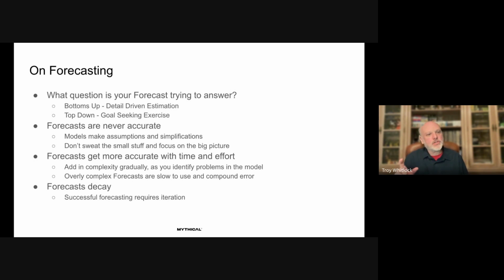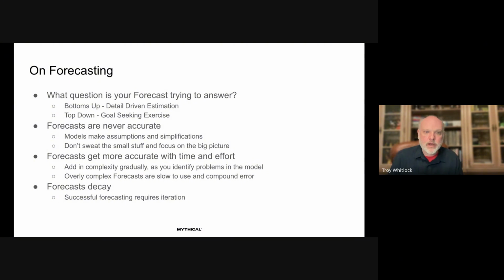So understanding which of those two goals you have with your forecast will change how you approach the assumptions and the level of detail in your model. Second point, we talked about this earlier with Lucas. Forecasts are never accurate, right? They make assumptions and simplifications, and it's really important not to sweat the small stuff and really focus on the big picture. And in fact, this is the next point.